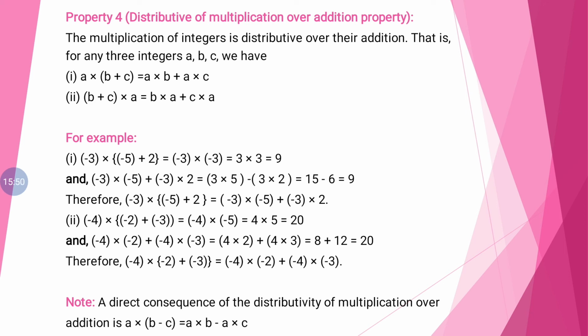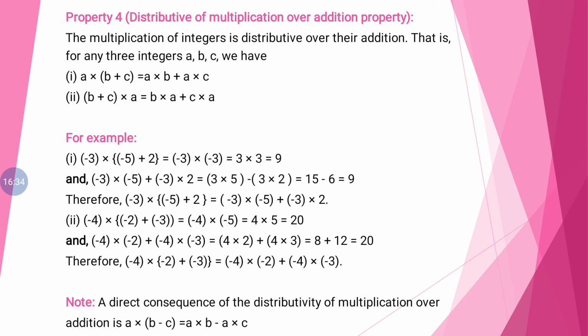For any integers A, B, C, A into B plus C equals A into B plus A into C. This is the distributive property of multiplication over addition. Similarly, the same applies for subtraction.